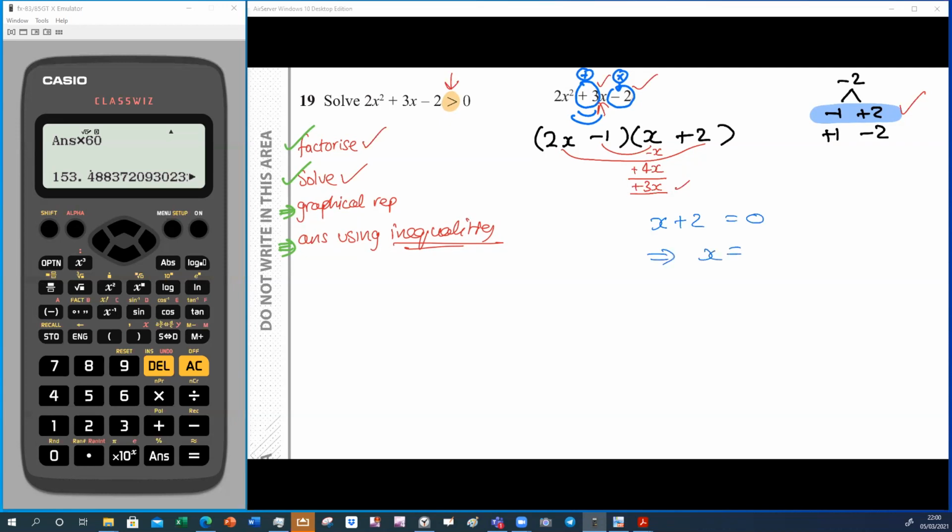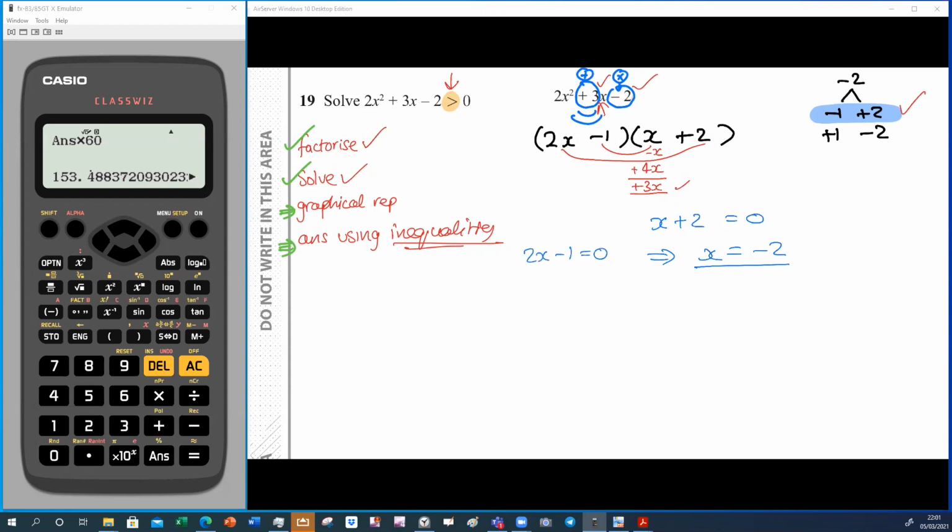Therefore, x will be equal to? Minus 2. Fantastic. And that one you can just do by visual, just by looking at it: x plus 2, so x must be minus 2. So our intention here is to make each bracket equal to 0. Okay, now what about the other bracket, the 2x minus 1?